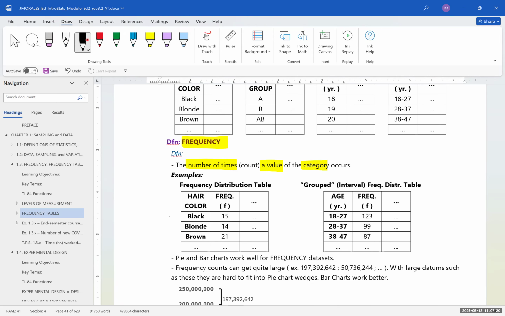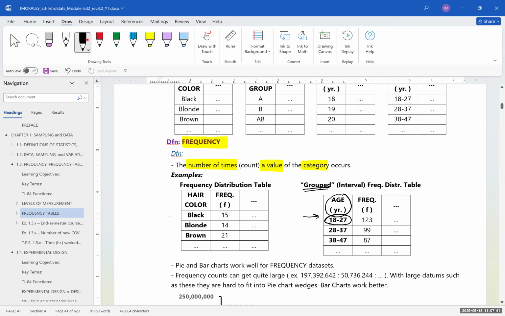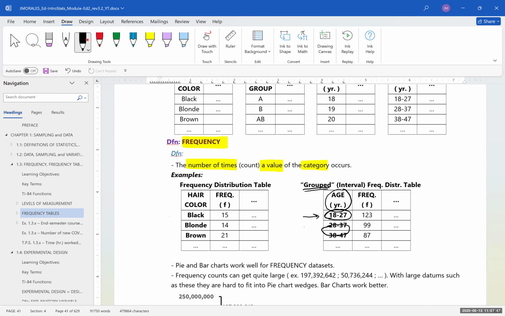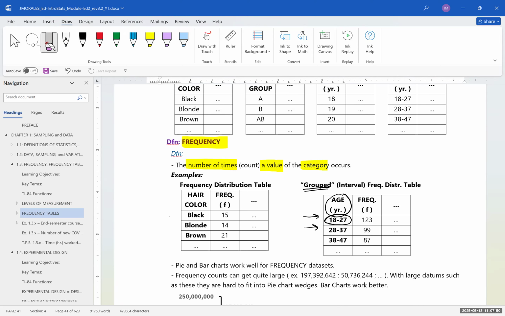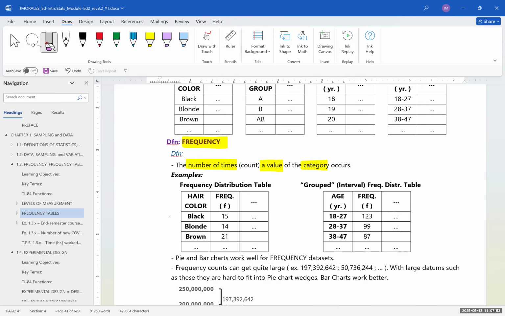So you could also have what's called grouped data or interval frequency distribution table. So this first column is an age, but here you've got intervals of age ranges. So it's anyone with an age between 18 to 27. That would go in the first column. And then people in the age range 28 to 37. That would go in the second column. All right, we call that a grouped frequency distribution table, or depending on your source, they call it an interval frequency distribution table.